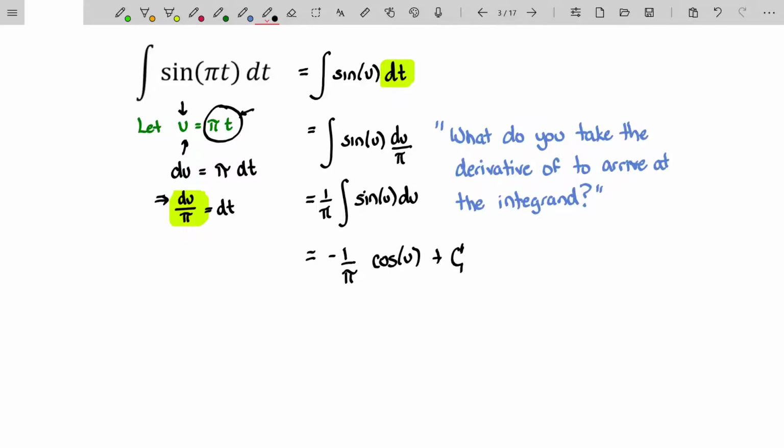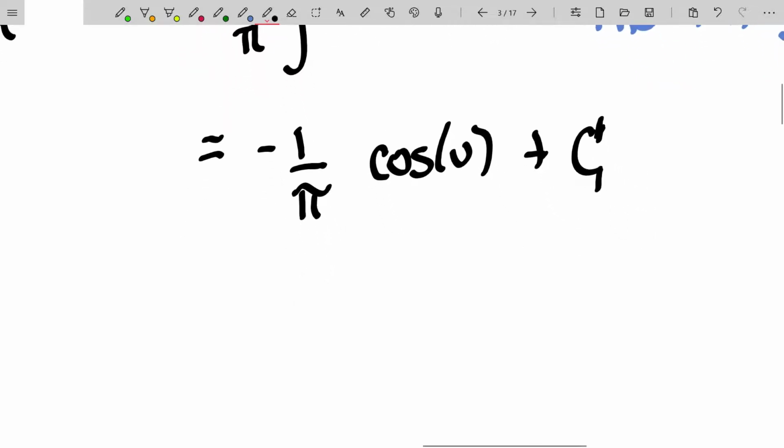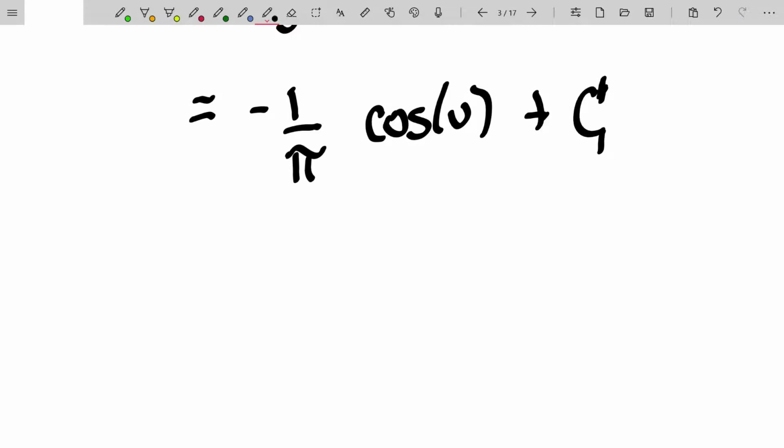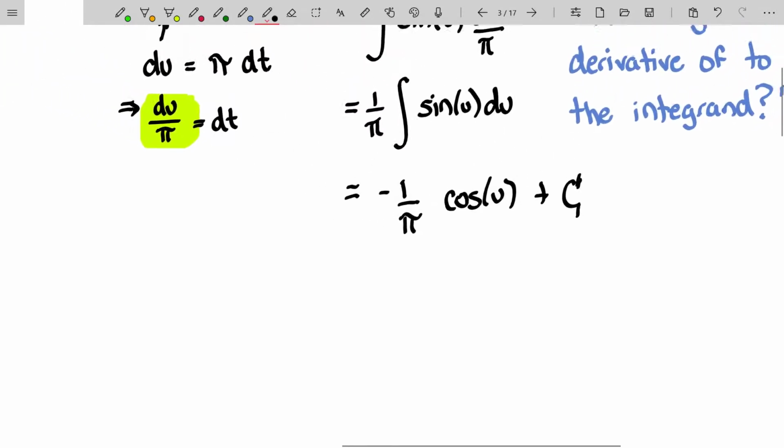But remember, you can always check your work here by taking the derivative of this. You should arrive at 1 over pi times sine of u, this picture right there. But did we start this problem in the world of u? And the answer to that is no. We have to transform back completely into the world of x.